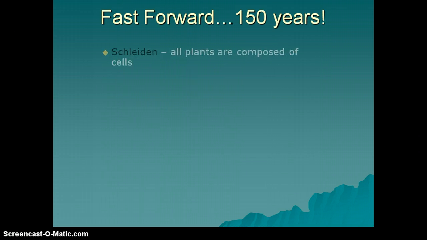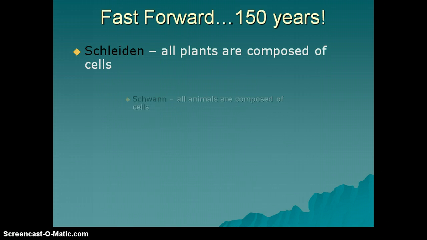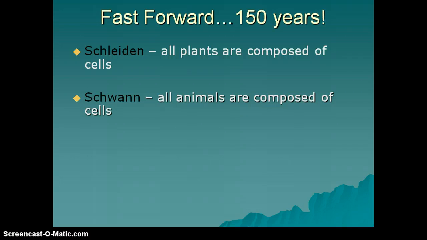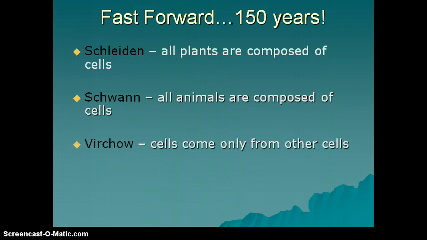So we go forward about 150 years, and we have three scientists we're looking at here, Schleiden, Schwann, and Virchow. And these led into the cell theory. So Schleiden said that all plants are composed of cells. Schwann said that all animals are composed of cells, and Virchow said cells can only come from other cells.